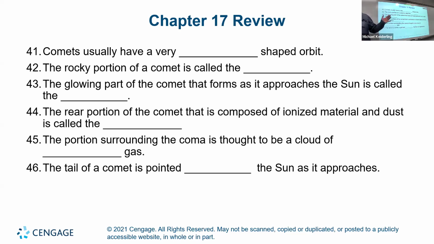And then the portion surrounding the coma is thought to be a cloud of ionized hydrogen gas. I think it's ionized, but it's hydrogen gas. There's a cloud of hydrogen gas around the coma. And the tail of the comet is pointed away from the sun as it approaches, because the material in the tail of a comet is being blown away from the sun by, well, a couple things. The light of the sun and the solar wind.